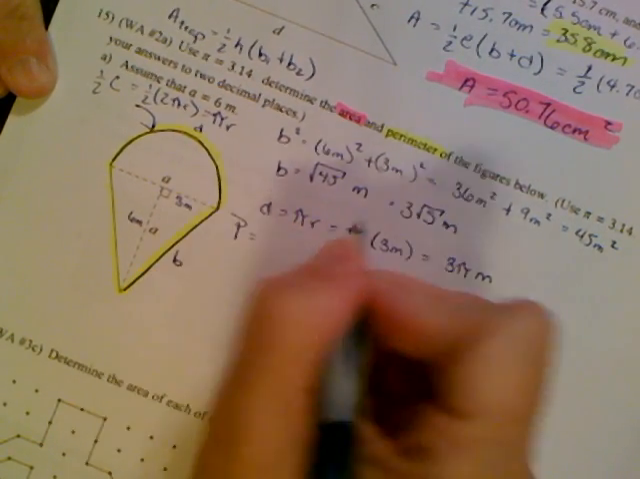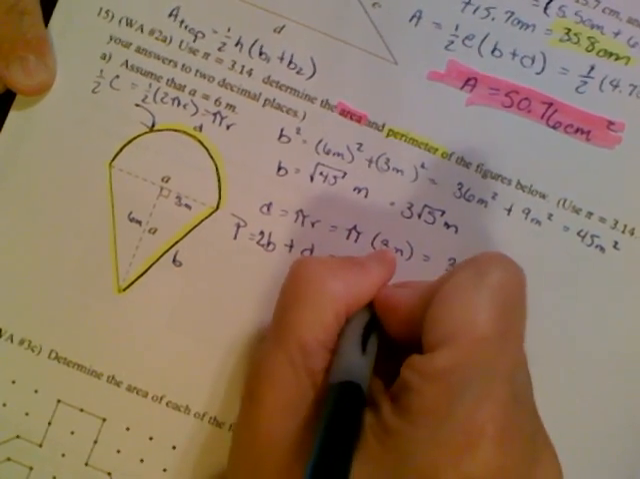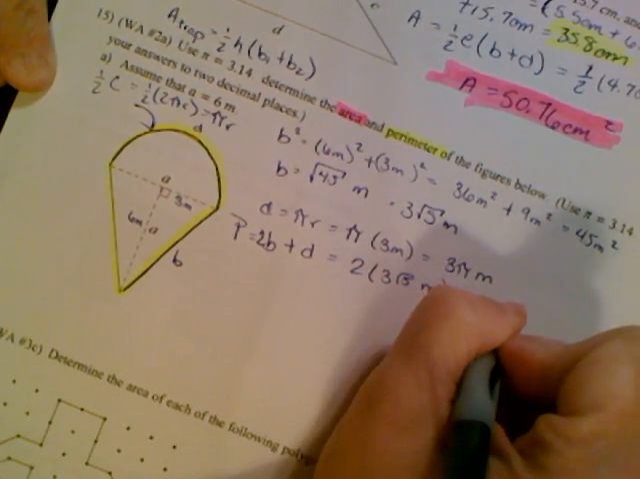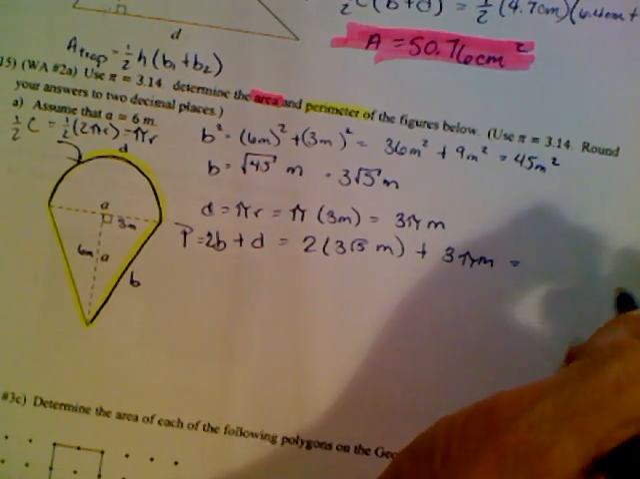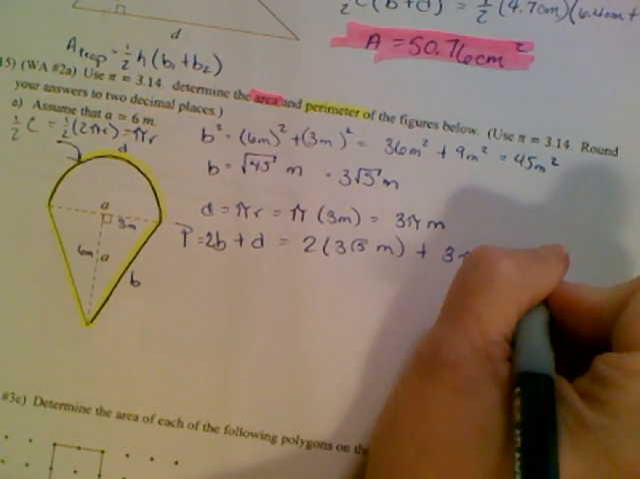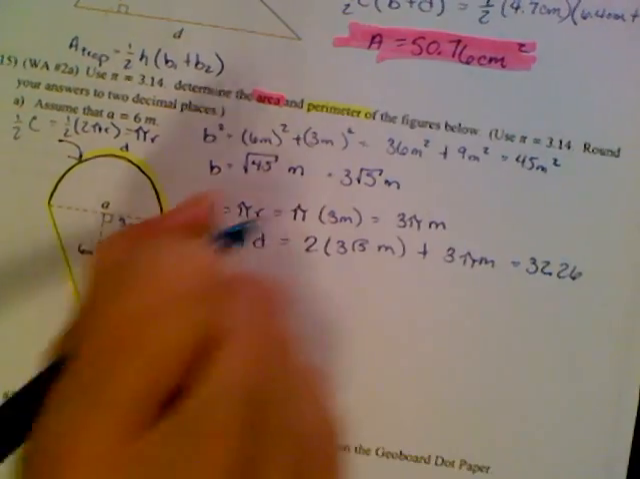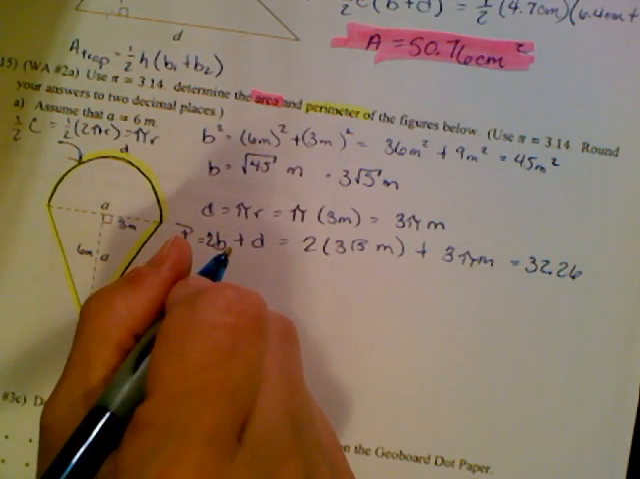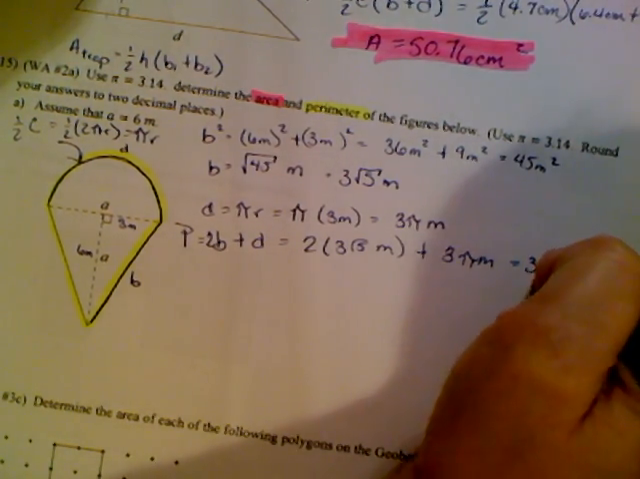So our perimeter is going to be 2b plus d. So that's 2 times 3 square roots of 5 meters plus 3 pi meters, which gives us, putting it into our calculator, what we come up with is 32.26 meters. And somehow I changed my answers to centimeters without changing units. So that is our perimeter.